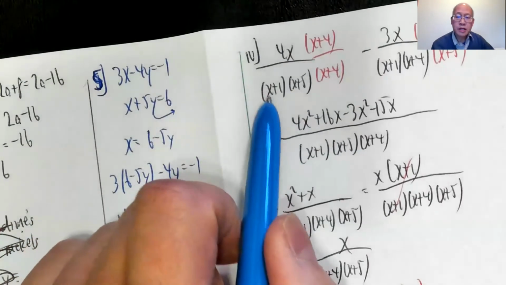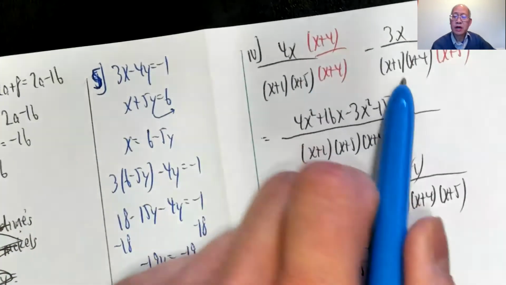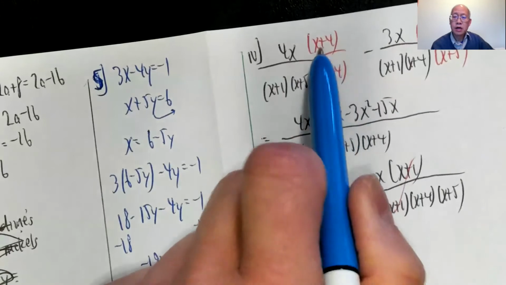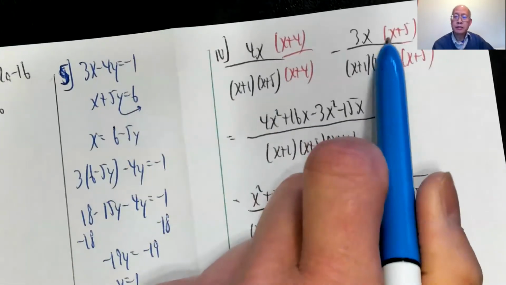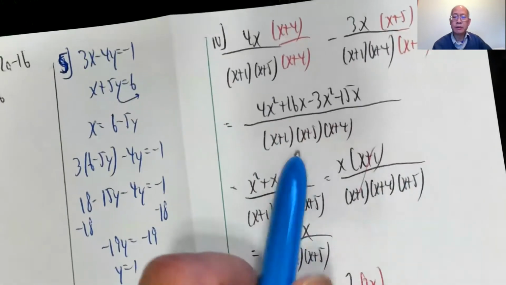Number 10, this denominator becomes (x plus 1)(x plus 5). This one is (x plus 1)(x plus 4). Multiply this fraction by (x plus 4) over (x plus 4), and this one by (x plus 5) over (x plus 5), to get a common denominator.